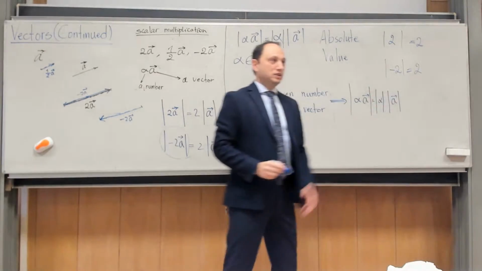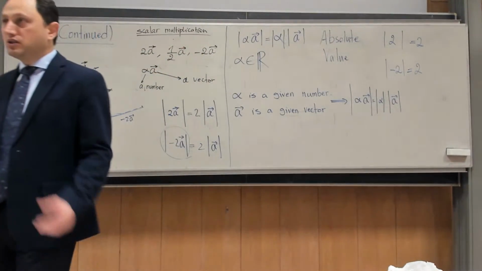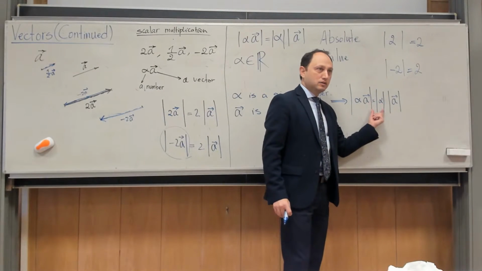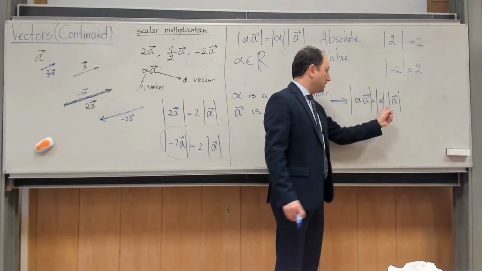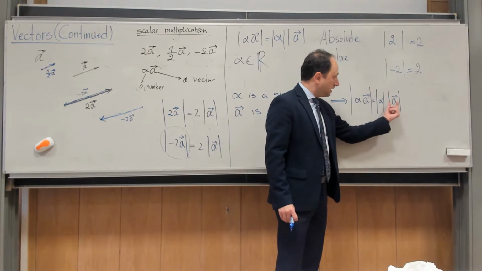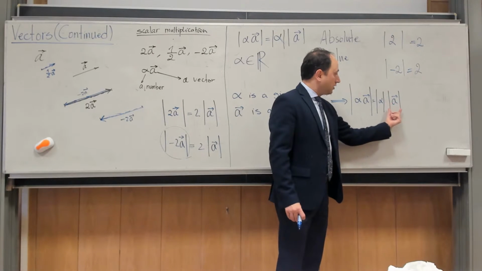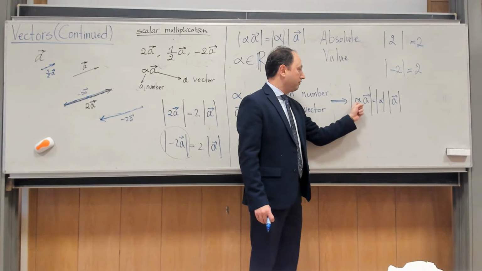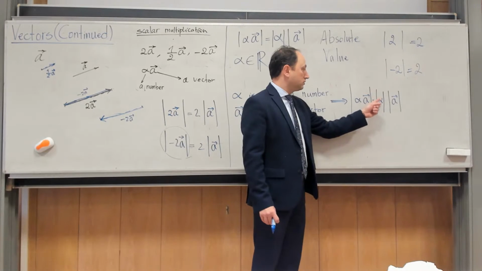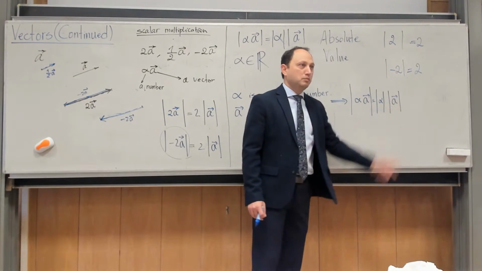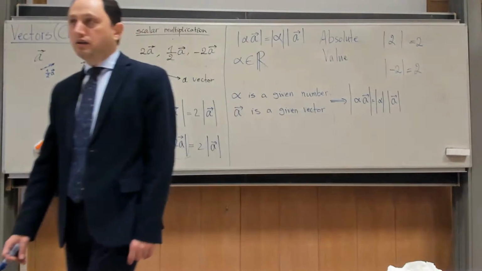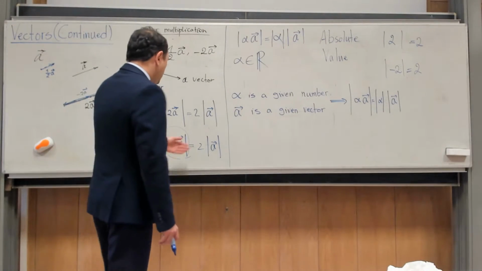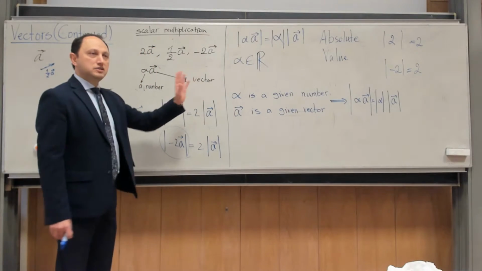You see, I am using the same symbol, but I'm reading them differently because I know what is inside. If what is inside is a number, I don't read it magnitude, I read it absolute value. If the thing inside is a vector, I call it magnitude. So I would read it in English in this form: the magnitude of a number alpha multiplied by a vector is equal to the absolute value of the number multiplied by the magnitude of the vector. Is that understandable? Do you understand this? That's exactly the same story.